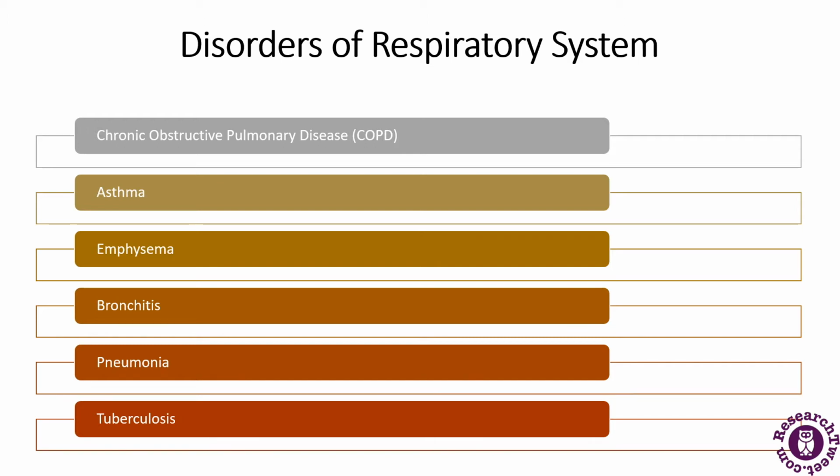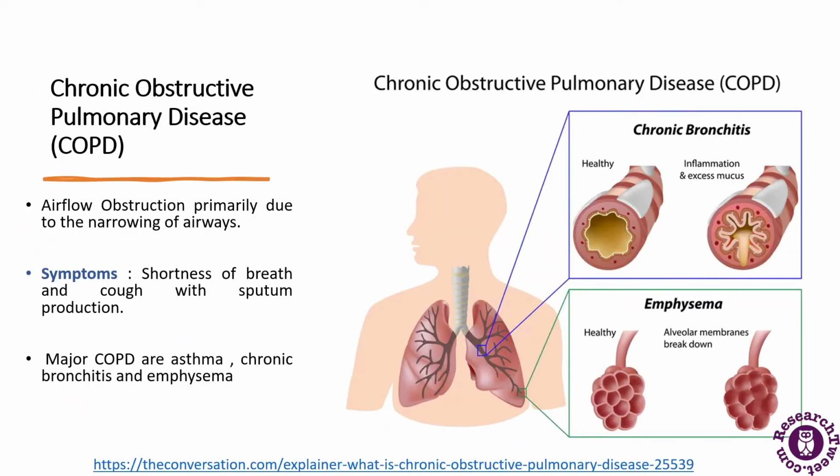First is chronic obstructive pulmonary disease, also called COPD. Then asthma, emphysema, bronchitis, pneumonia and tuberculosis. These are all the disorders that lead to problems in the respiratory system. First we will discuss chronic obstructive pulmonary disease. So here is a diagrammatic representation of the disorder.